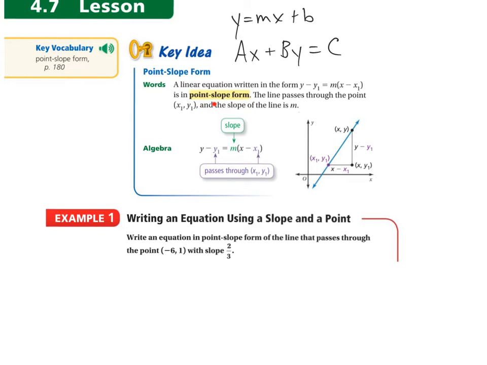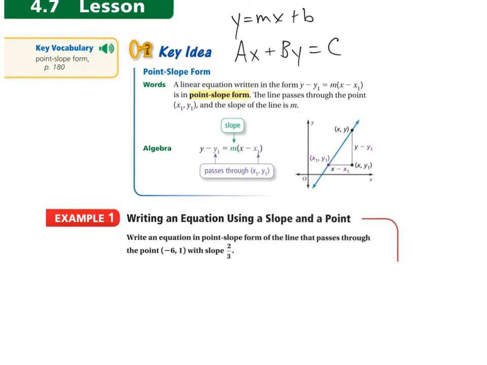Point slope form is probably the most versatile because all I need is a point and the slope. However I get that, I can get the slope sometimes from two points, but I only actually need one of the points along with the slope, or 2 points that I can find the slope from, and we'll talk about that in a second.